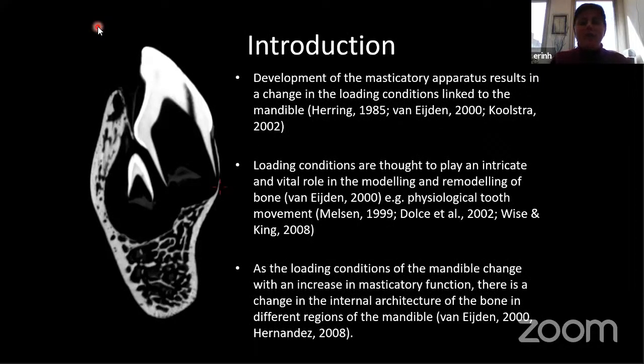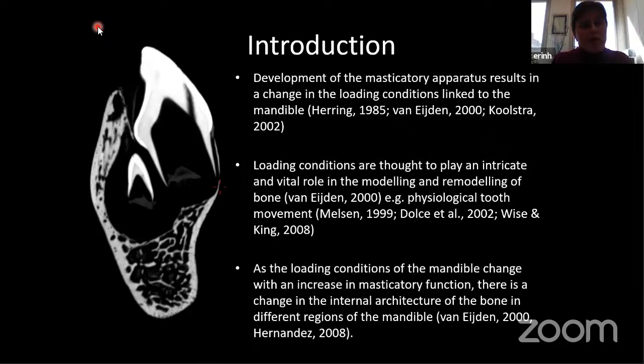The development of the masticatory apparatus results in a change in the loading conditions linked to the mandible. This very much coincides with the development and eruption of the dentition. Loading conditions are thought to play an intricate and extremely vital role in how the mandible, or the bone associated with the mandible, undergoes modeling and remodeling. And again, this is very much linked to what we see in terms of physiological tooth movement.